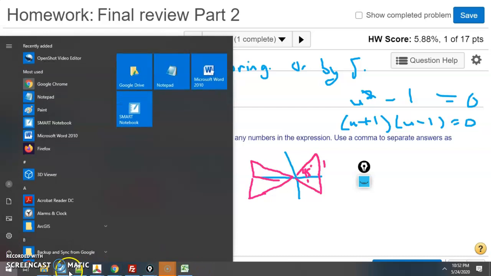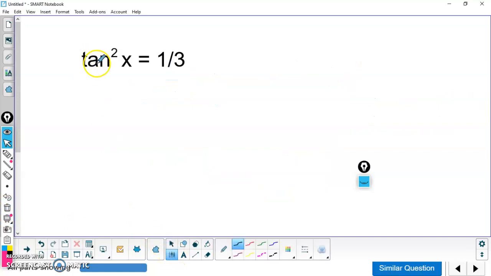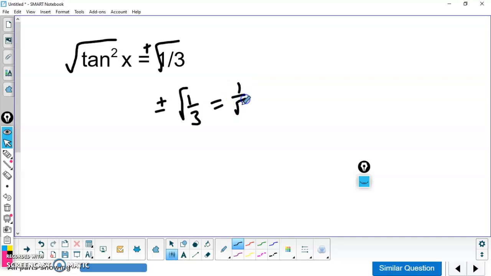Let me look real quick at another one here I was starting to do. You might have tried to do this one and might not have had too much success. Tangent squared of x equals 1/3. This is the same deal. You can solve this by doing the square root method. So you have plus or minus the square root of 1/3. Now, you could take the square root of the top, which is 1, and the square root of 3 on the bottom. So you have plus or minus 1 over square root of 3. Once again, you have to consider all the quadrants that make this have this ratio of plus or minus 1 over square root of 3.